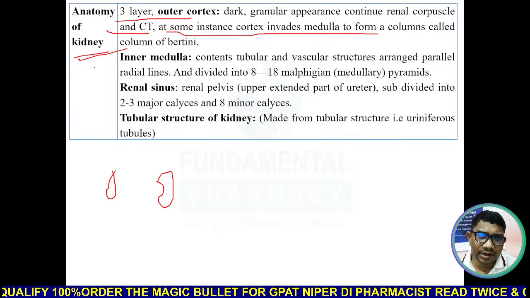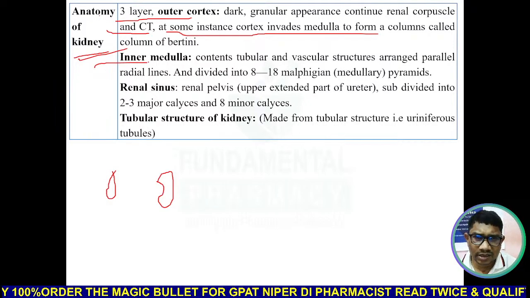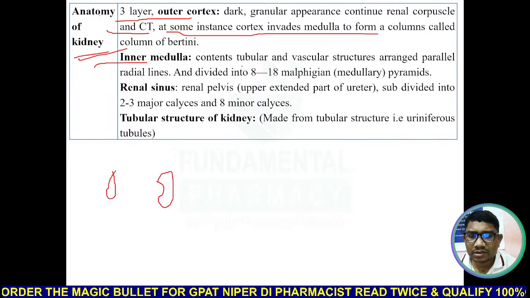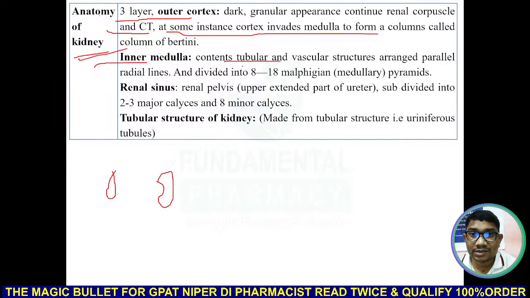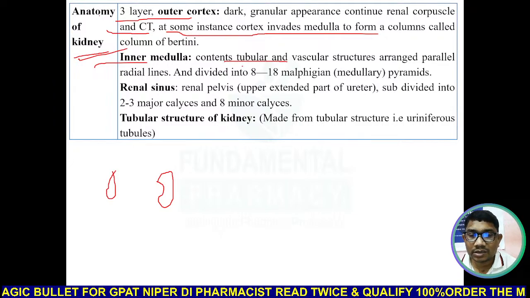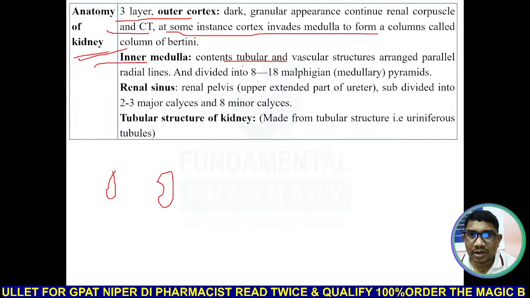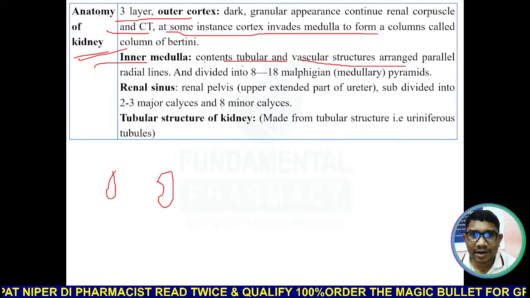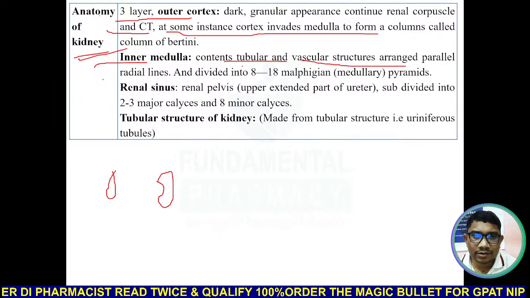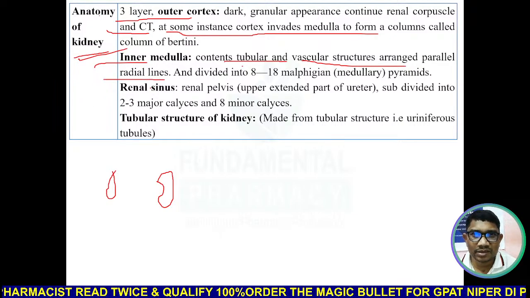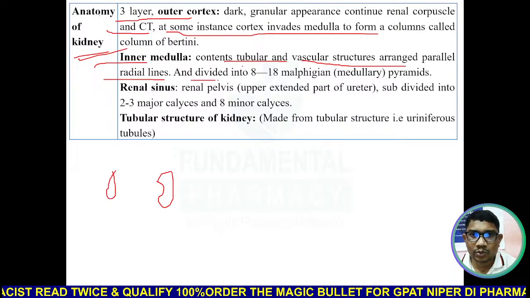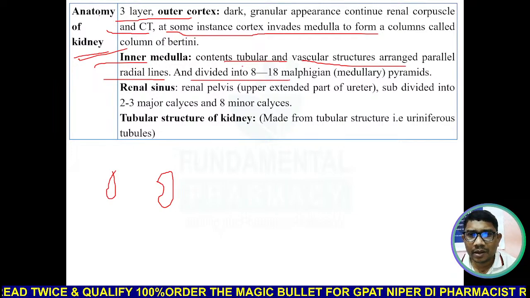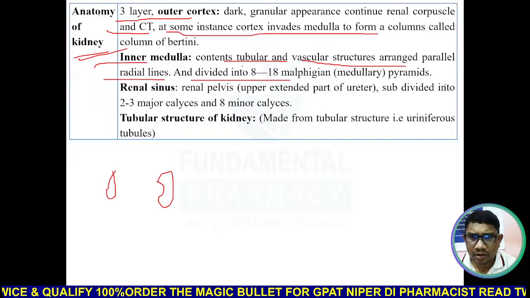Now inner part is a medulla, outer cortex, inner one is medulla. Now medulla contains the tubular structures and vascular structure. मतलब इसमें कुछ tube like structure है and blood vessel है. They are arranged in radial lines, known as the pyramids, and they are divided into 8 to 10 Malpighian pyramids.